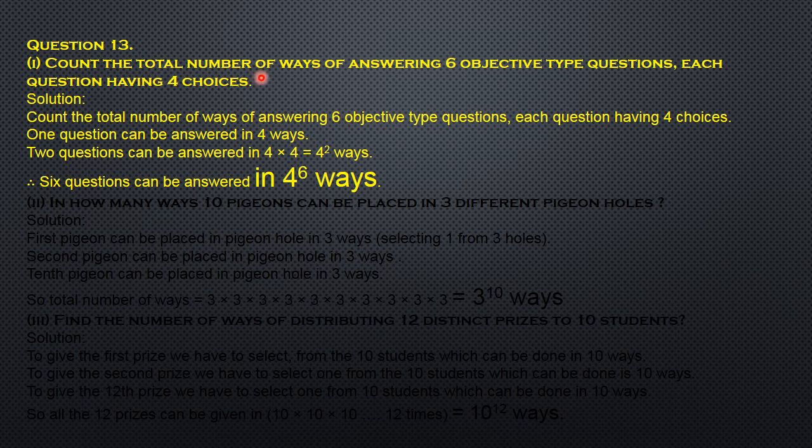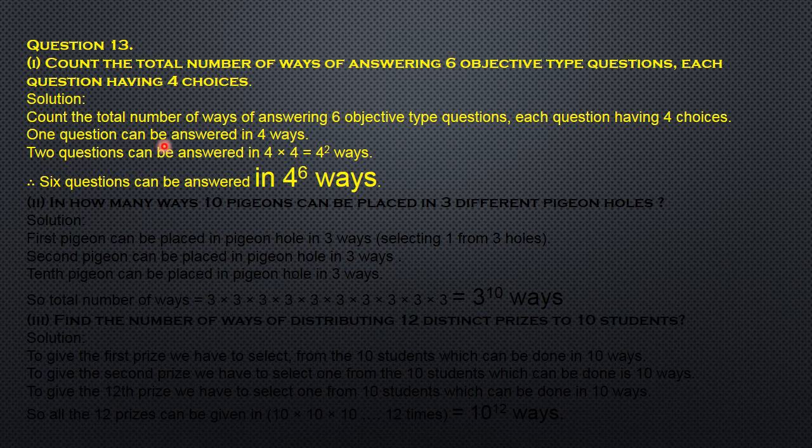Count the total number of ways of answering 6 objective type questions, each question having 4 choices. Come to the answer. First, count the total number of ways of answering 6 objective type questions, each question having 4 choices. That is the question.